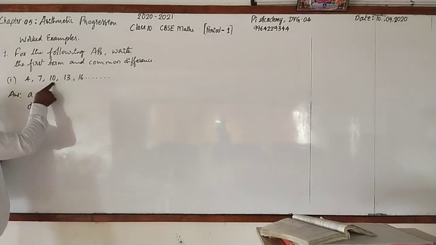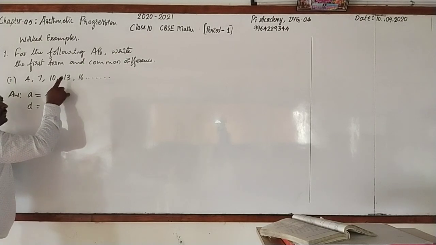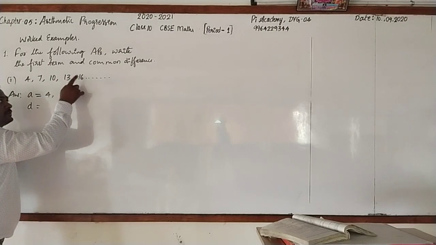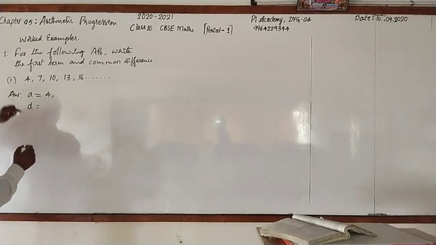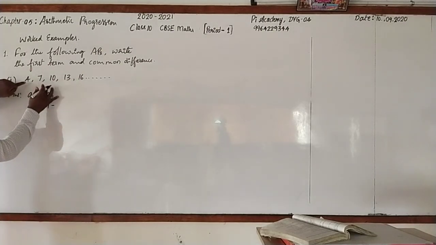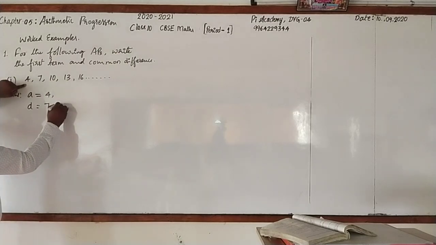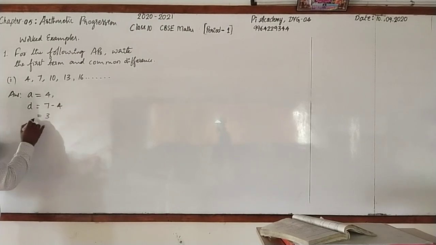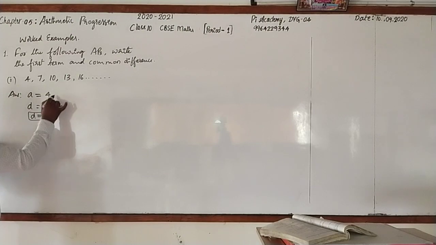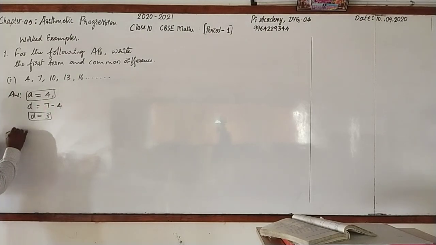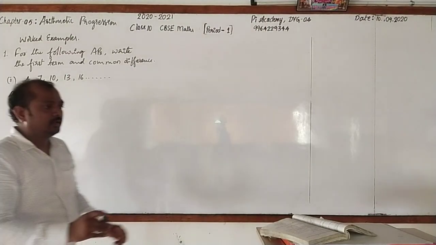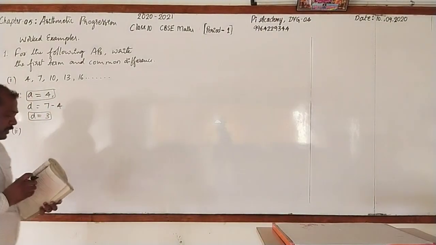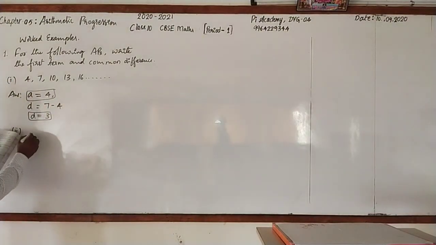It may be 10 minus 7. It may be 13 minus 10. It may be 16 minus 13. All are the same only. Here I write 7 minus, the second term is 7, so the previous term is 4. 7 minus 4 is 3. So therefore A is 4 and D is 3. First term and common difference, sorry. Now I'll take a textbook problem. It is an important one. Just keep observing and go on writing with me also.